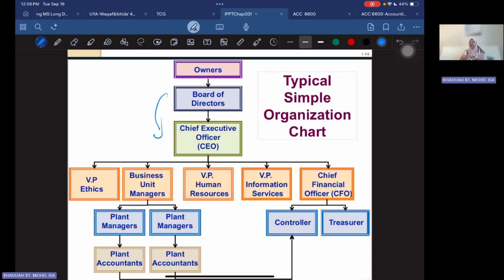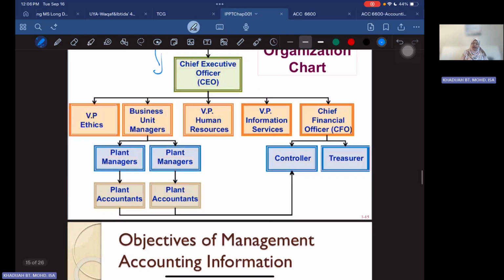All right, we have the vice president, for example, for ethics. We have the business unit managers. We have the human resource, information, IT. All right, and then we also have the chief financial officer. All right. So under business unit manager, we have the plant manager.